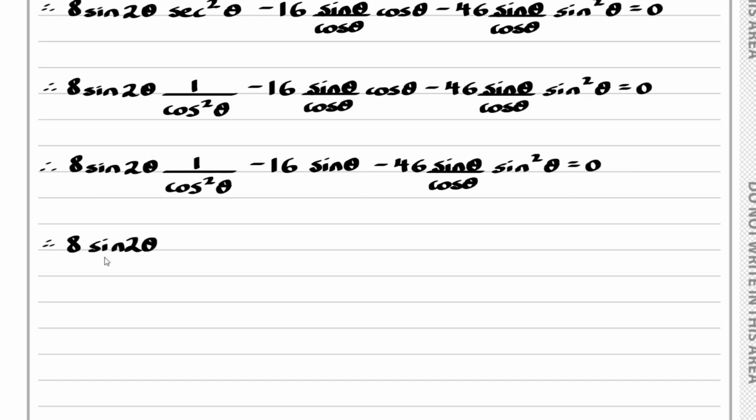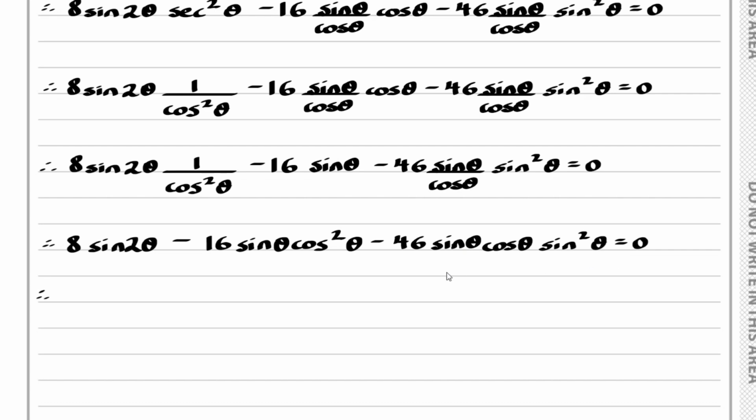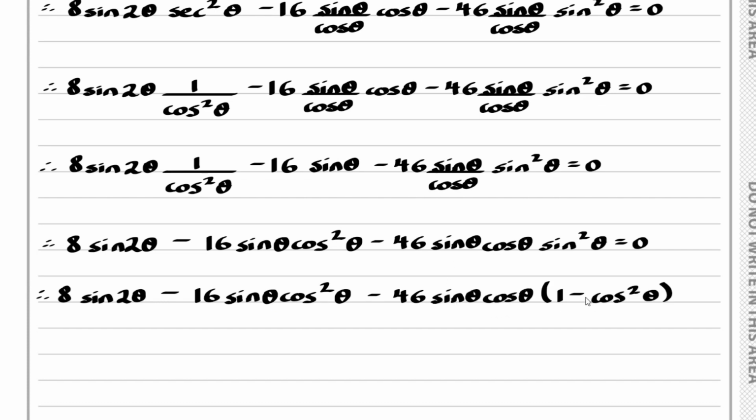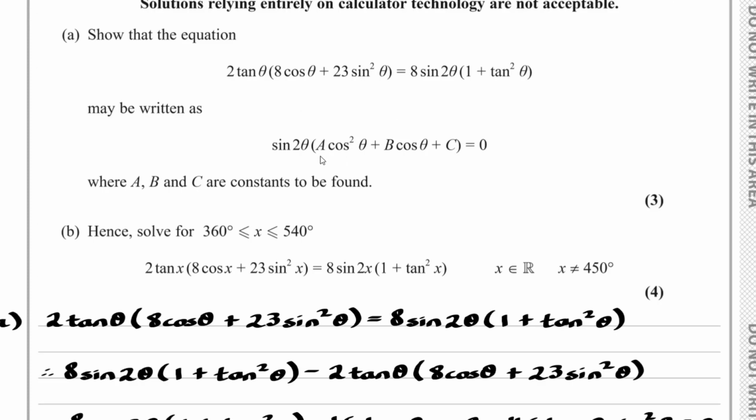So I have 8 sine 2 theta, and if I multiply through by cos squared theta, I end up with negative 16 sine theta cos squared theta, and then we have negative 46 sine theta cos theta sine squared theta, and this is equal to 0. So we have 8 sine 2 theta, subtract 16 multiplied by sine theta multiplied by cos squared theta, subtract 46 multiplied by sine theta multiplied by cos theta, and the sine squared I'm going to replace with 1 minus cos squared. Ultimately, what we want to do is end up with something involving a sine 2 theta, and then we want a quadratic in cos only.